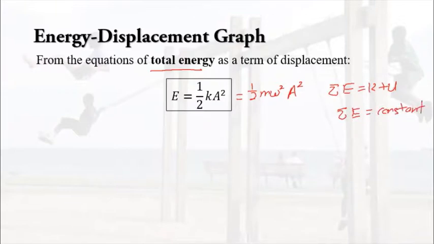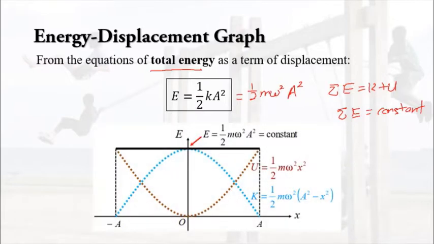And also, if you look at these equations, this equation shows that energy does not depend on the displacement, and also it does not depend on the time. Okay, so when you sketch the graph, basically total energy is just a straight horizontal line. So this horizontal line shows you that the total E is always constant, and it doesn't depend on your displacement.